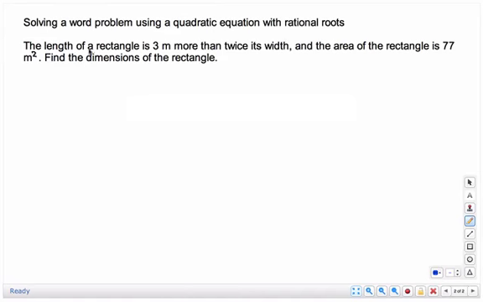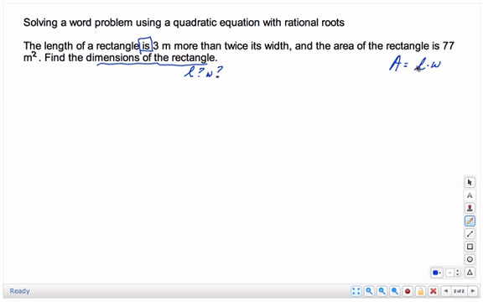Alright, here's a second example for solving a word problem using a quadratic equation with rational roots. So you know you're going to need two equations. One of them is going to have to do with area equals length times width. The length of a rectangle is 3 meters more than twice its width, and the area of the rectangle is 77 meters squared. Find the dimensions of the rectangle. So we want to know what the length and width are.